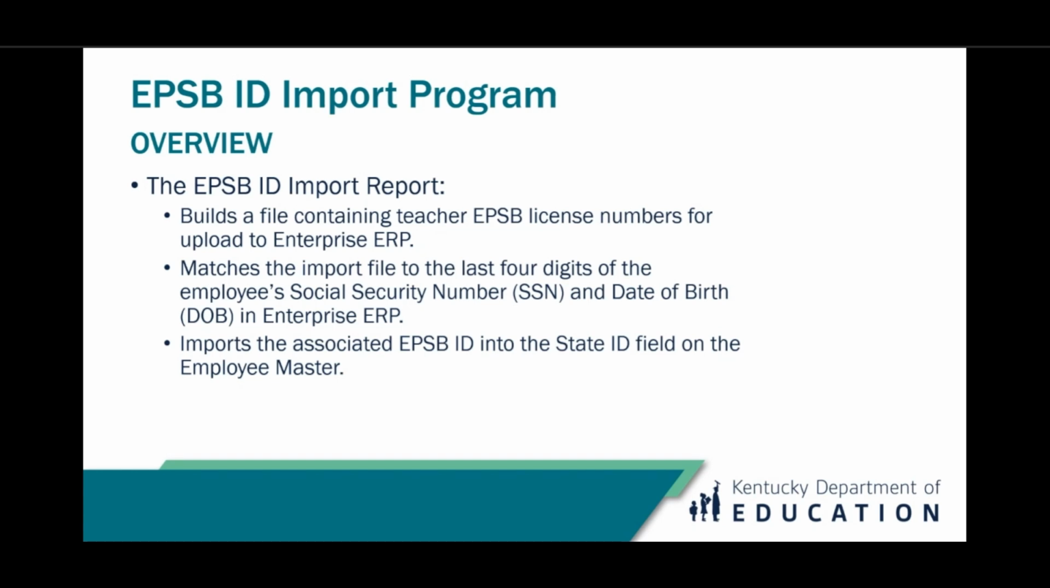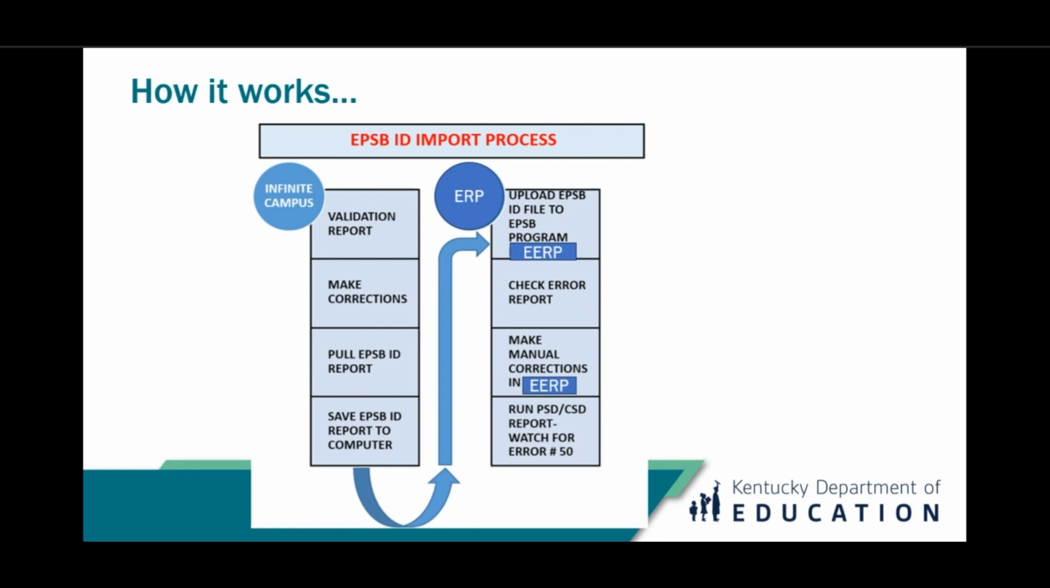It matches the import file to the last 4 digits of the employee social security number and date of birth in Enterprise ERP, and it imports the associated EPSB ID into the state ID field on the employee master. This is a graphic to give you an idea of how the process works. You're going to begin in Infinite Campus where you'll pull a validation report. On that validation report you will make corrections to get the most accurate data in Infinite Campus before you pull the EPSB ID report. Then you'll save that report to your computer.